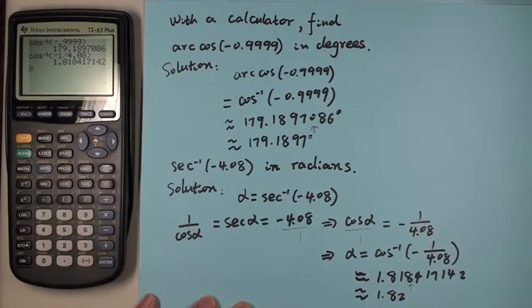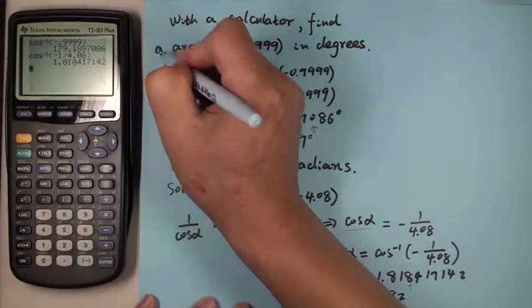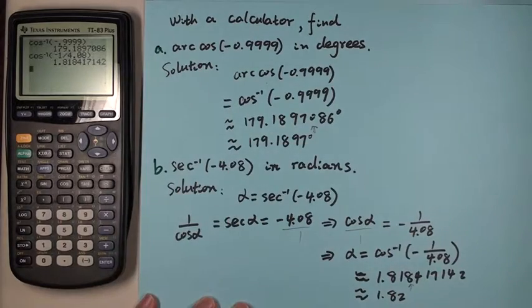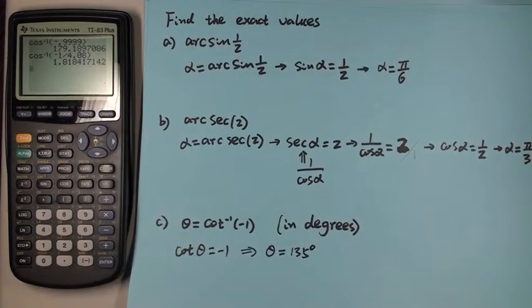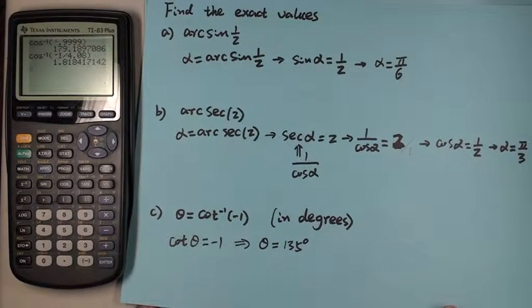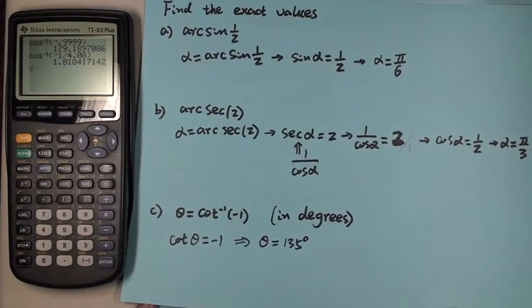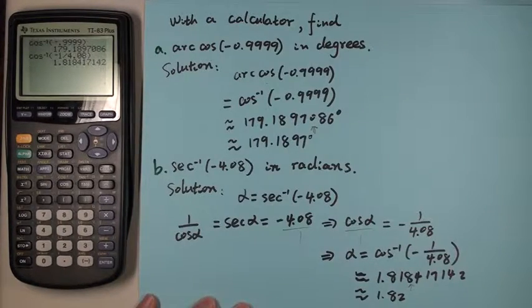So in this lecture we have done 5 examples. In this one we did use the calculator for the approximate value, and in the previous 3 examples we actually didn't, because we were required to find exact values. So please review these lectures. I'll see you next time.